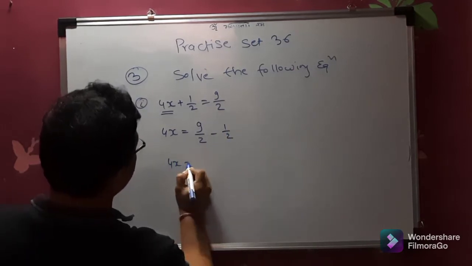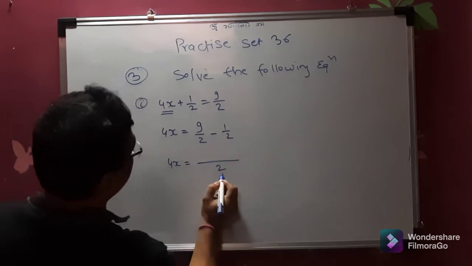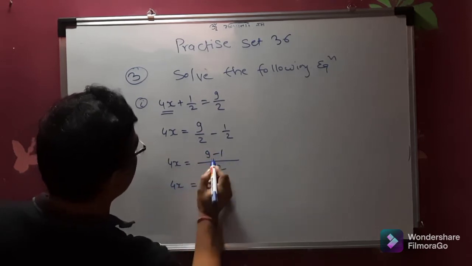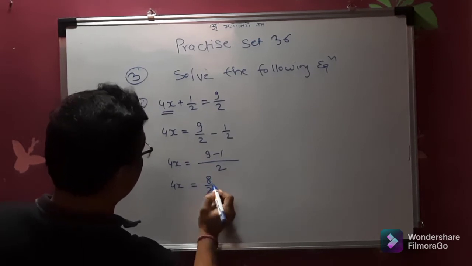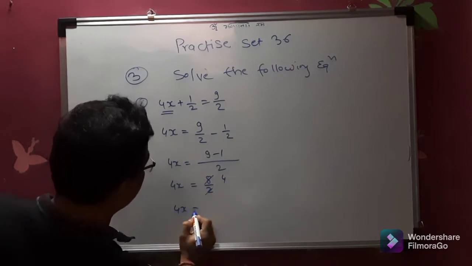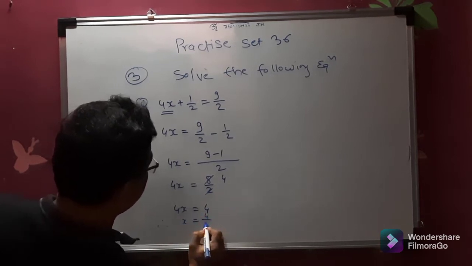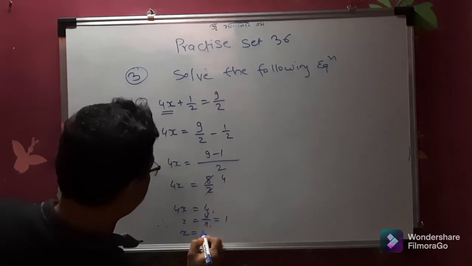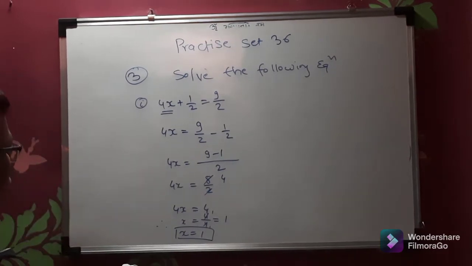So 4x is equal to 9 by 2 minus 1 by 2. They have a similar denominator, so the denominator will be 2. This is 9 minus 1, so 4x is equal to 8 by 2. 2 ones are 2, 2 fours are 8, so the answer will be 4. Therefore x is equal to 4 upon 4. The 4 will get cancelled, and the answer will be 1. So x is equal to 1. This is the answer of this question.